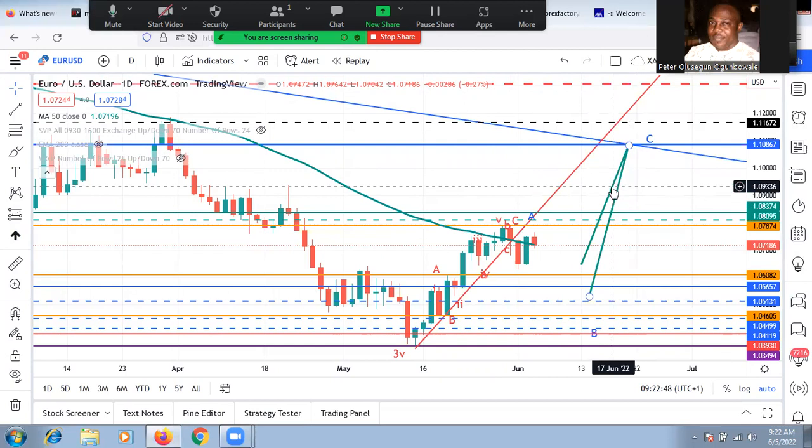And that zigzag, if you expect, if I were you, I will be putting my buy limit order around this area between this zone here. That's what I will be doing.